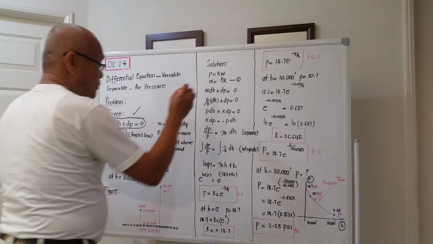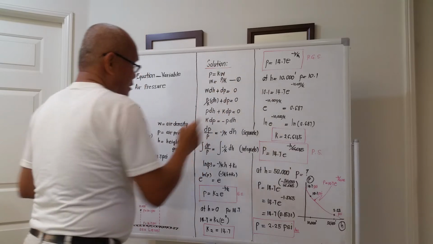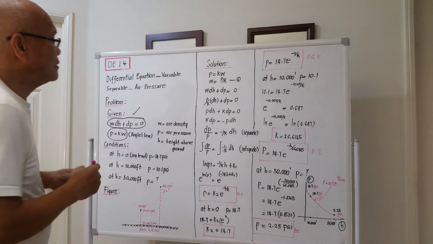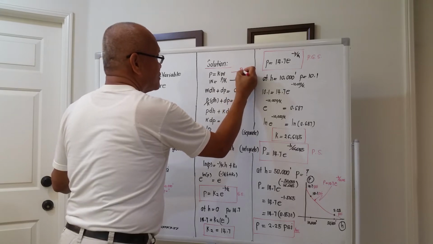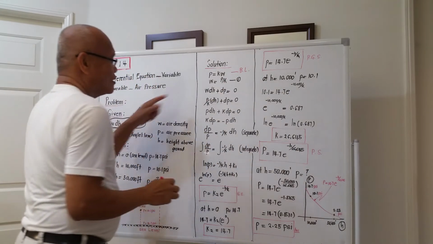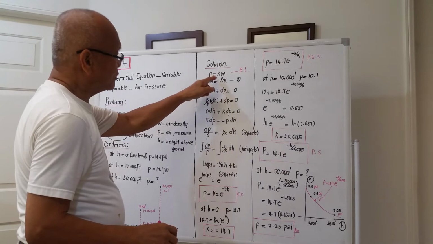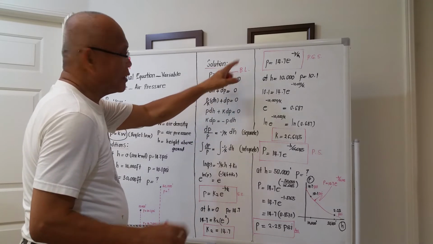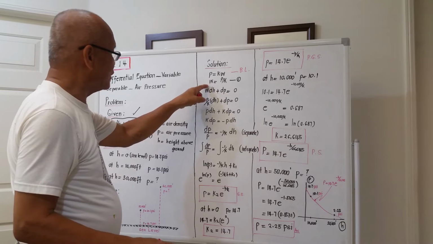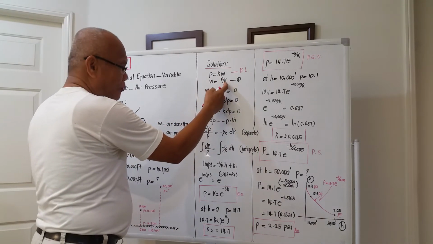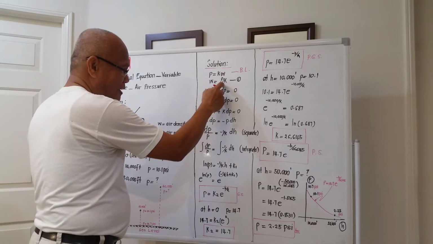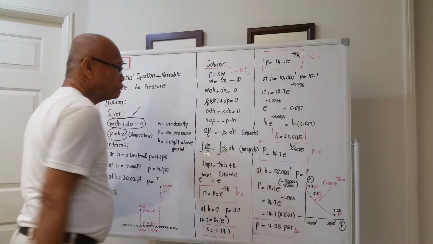For the solution of the problem, we will start with Boyle's law. This is Boyle's law. The problem gives us this equation here. That is, pressure is equal to K times W. We'll try to solve for W, the air density. W will be equal to pressure over K. We do not know the value of this K for the meantime. We call this equation number 1.